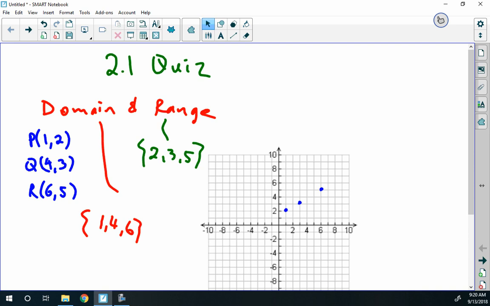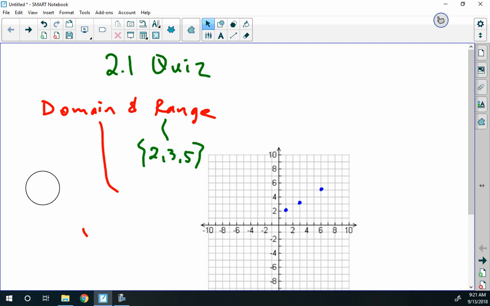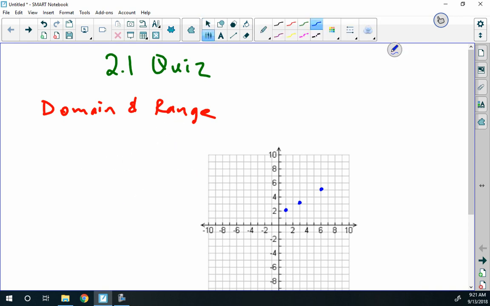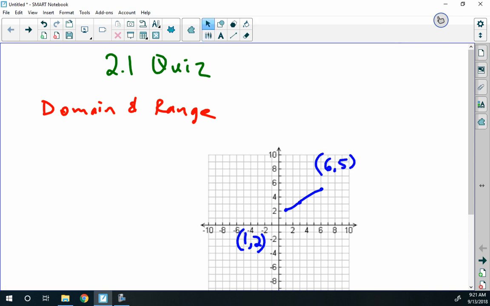Well, what we need to talk about is what happens with the domain and the range if our graph isn't merely comprised of points. What happens if our graph does something like this? This end point is still the point 1, 2, and this end point is the point 6, 5. But this relation goes through all the points in between those.